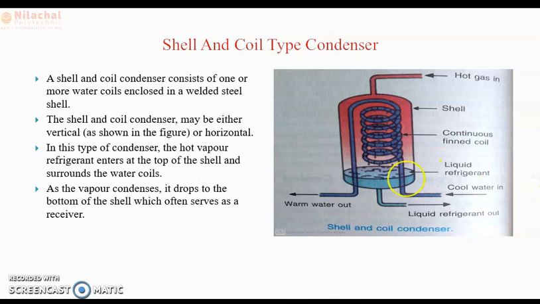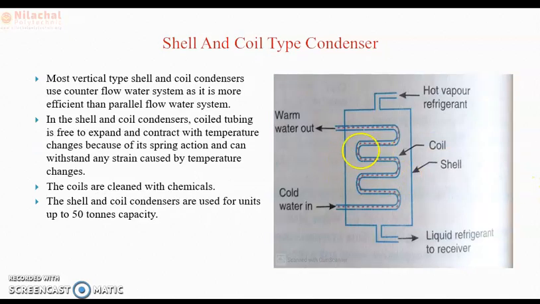And here I am showing you the 2D view, and this diagram you have to draw in the exam. Here the cold water comes in and passes through the coil. Here is the warm water out, and hot vapor refrigerant passes through this shell. Then at the bottom we will get the liquid. This is all about the shell and coil type condenser.